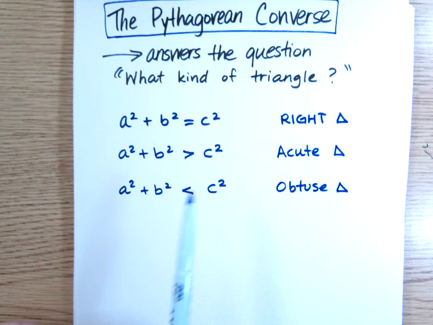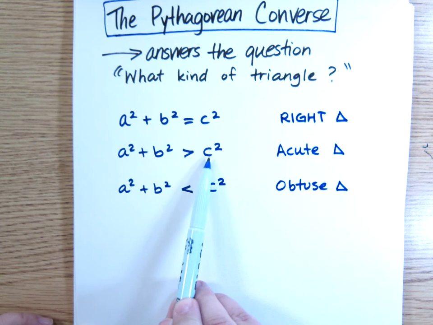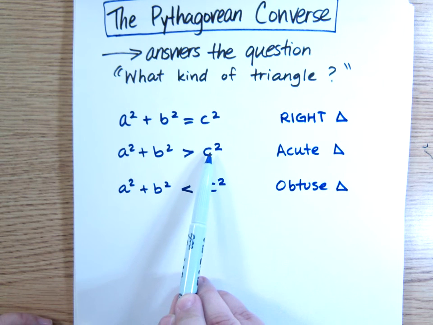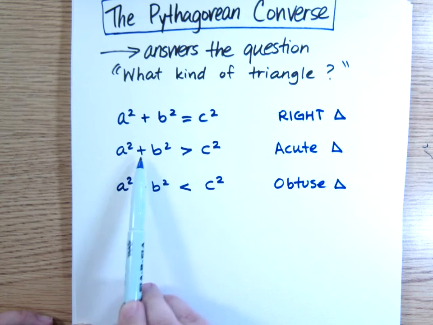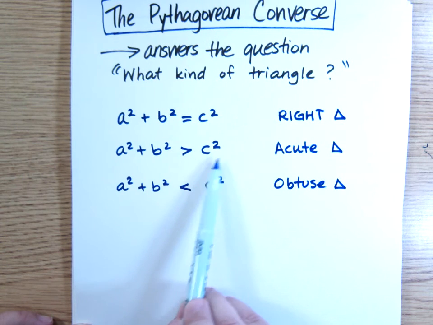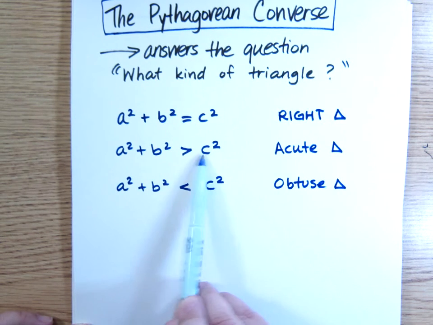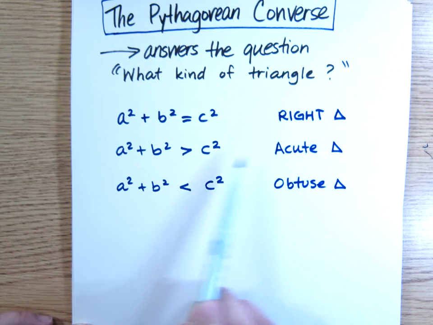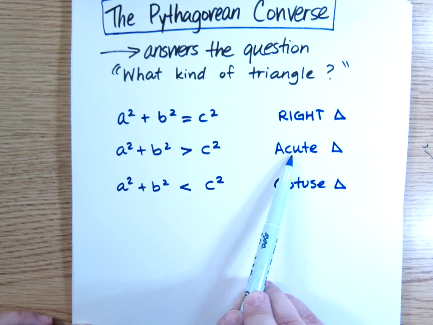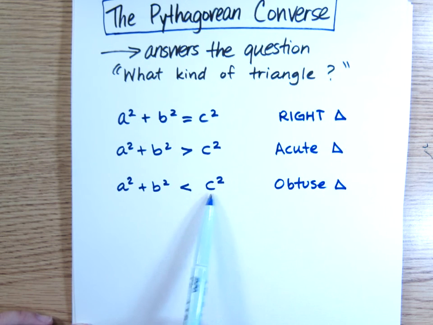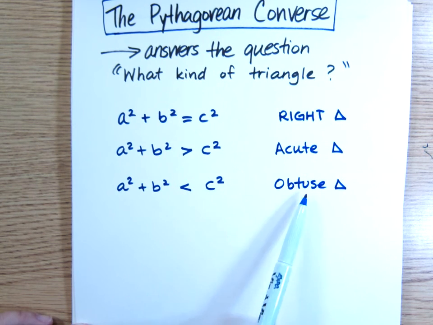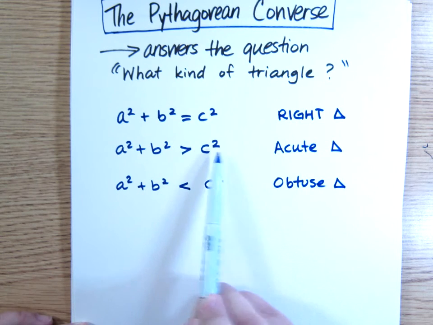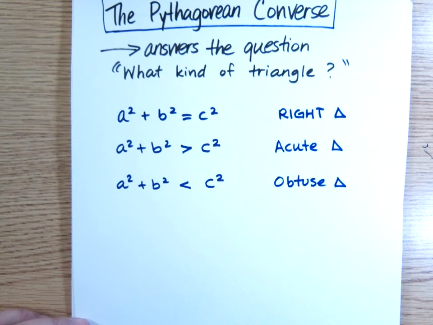The easiest way to remember which is which is by looking at things from the perspective of the c squared. You look at the biggest side and you compare it to the other ones. If the biggest side squared is smaller, that's what this means. If it's smaller, it's acute. And that's why I like to look at it this way: we think of acute as meaning small, and we think of obtuse as meaning big. So if c squared is bigger, it's obtuse. If c squared is smaller, it's acute. Let me show you what I mean by that.